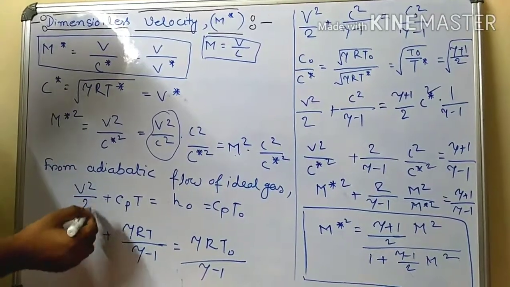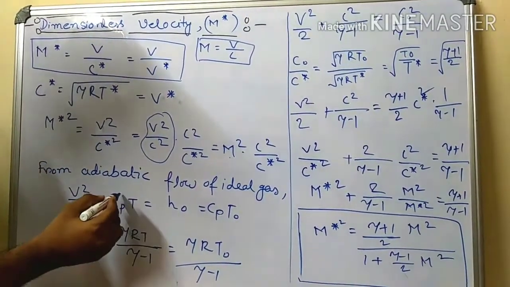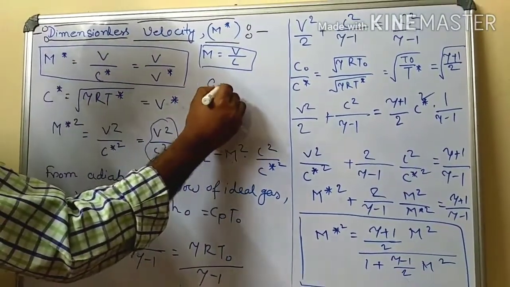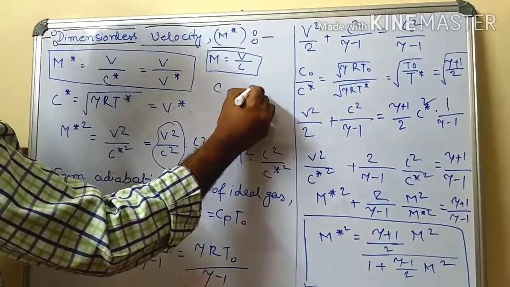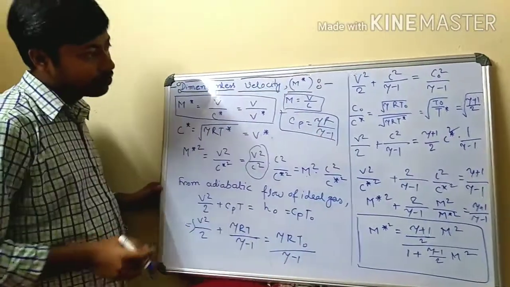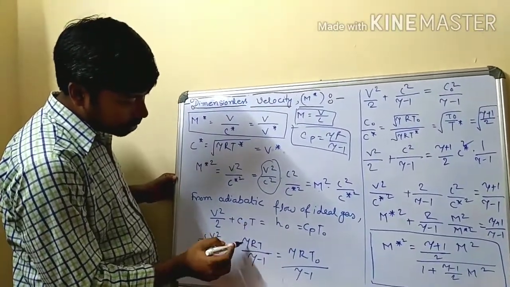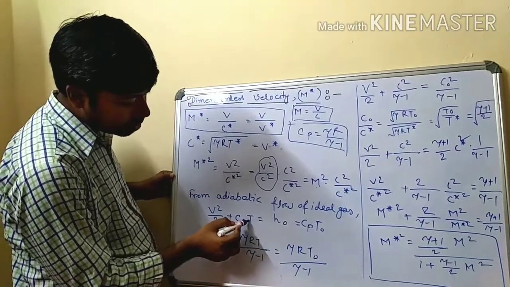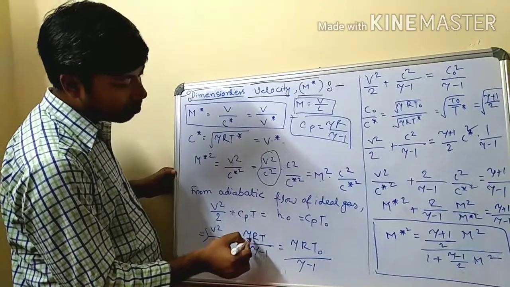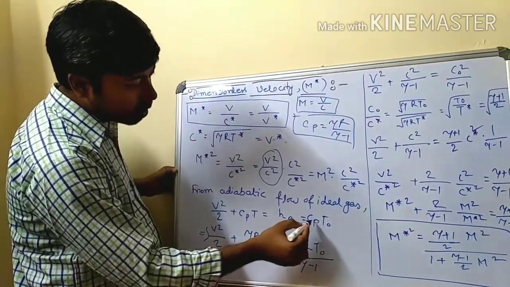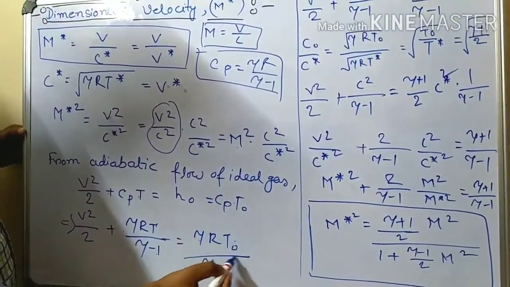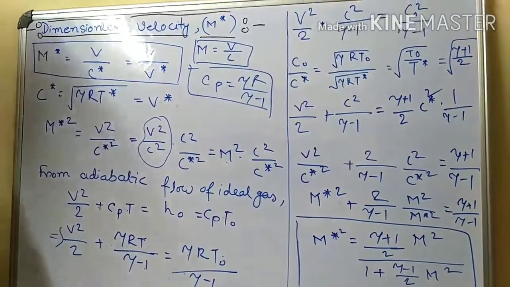Now, v square by 2 is the same here, plus, as you know, Cp is equal to gamma R divided by gamma minus 1. You know that, I think, from the basic engineering thermodynamics chapters. So in terms of Cp, T is here, so these two will be the same. This equation becomes Cp into T, also written as gamma RT divided by gamma minus 1. Similarly, Cp into T0 can also be written as gamma RT0 divided by gamma minus 1. Now, why do you see that?